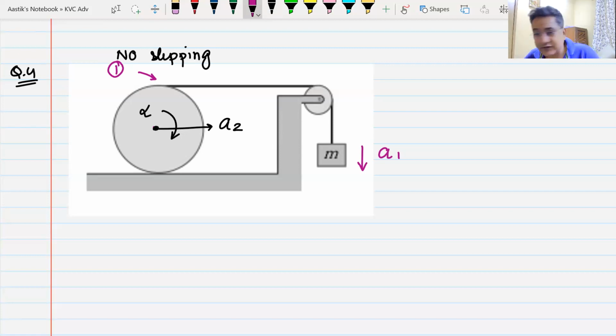This pulley is frictionless. This pulley is ideal, so forget about that pulley. Think about the contact of the surface and that body. There is no slipping between here and here. Can you tell me the relation between alpha, A2 and A1?